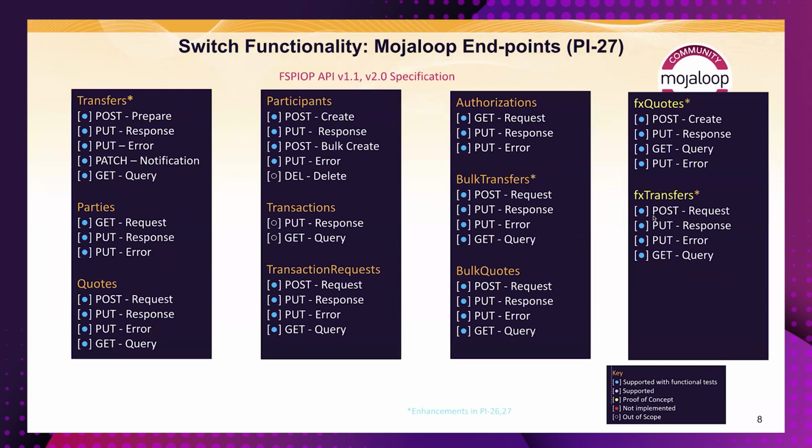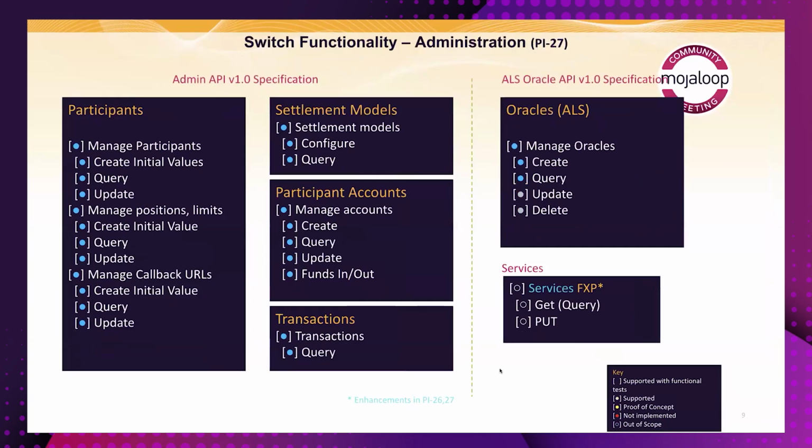Same, extending that, the endpoints are usually the same most of the time, except where changes need to be made to support FX and inter-scheme transfers. FX quotes and transfers we have highlighted here to show those are the ones that primarily were introduced and worked on. There's one endpoint, the services endpoint here at the bottom, that is kind of new on the administration API, but otherwise the rest of them are unchanged, except that we've done some work on Oracles to improve and fix a few things over there.